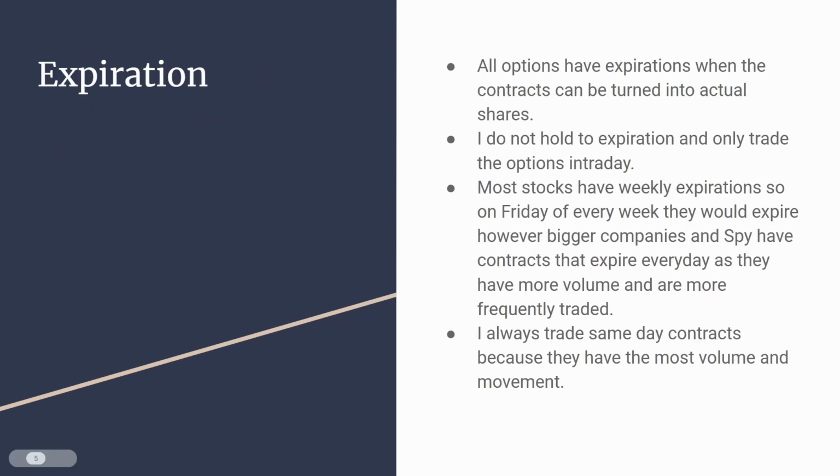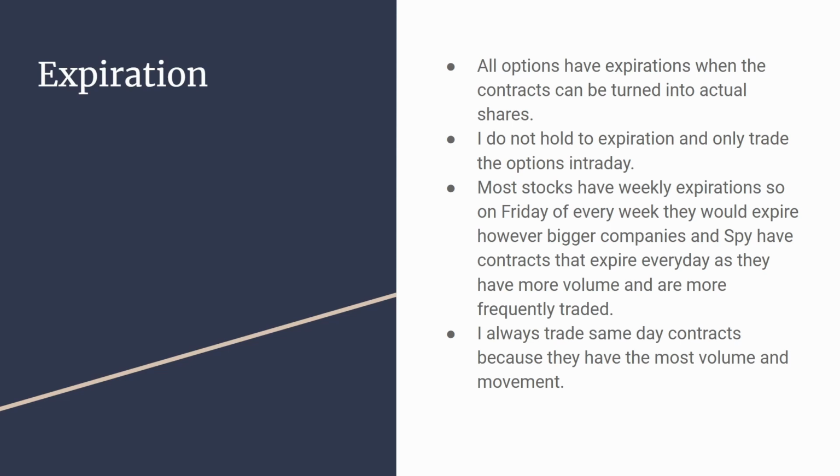So all the option contracts have expirations. That's when the options can be turned into actual shares, or when you can exercise the options. You can't exercise the options until the date of expiration at the end of the trading day, which is at 4 o'clock. I do not hold to expiration, and I only trade them intraday, so buying and selling within the same day, or at least before they expire. I sell it, and I'm out of all of them before they expire.